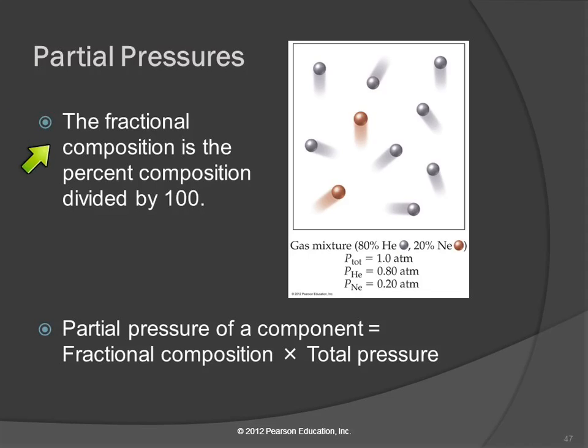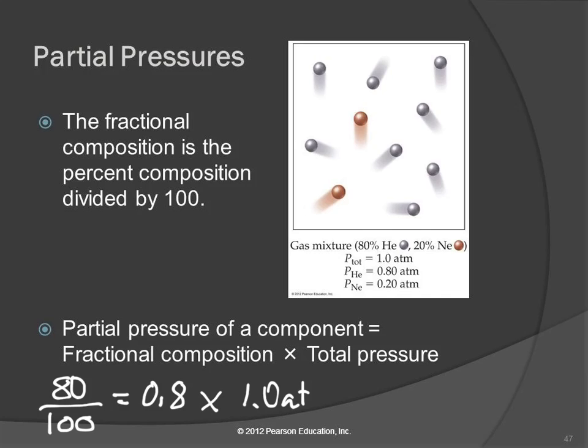So what we're talking about with a fractional composition is we take the percent composition and divide by 100. So in this example, 80% helium. 80% is 80 per 100, which equals 0.8. That's the fractional composition. And you multiply that by the total pressure of 1 atmosphere, and you get the partial pressure of helium being 0.80 atmospheres. And the rest of the pressure is made up by the neon. 20%, 0.2 times 1.